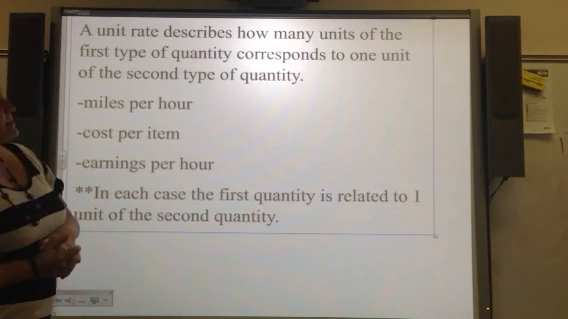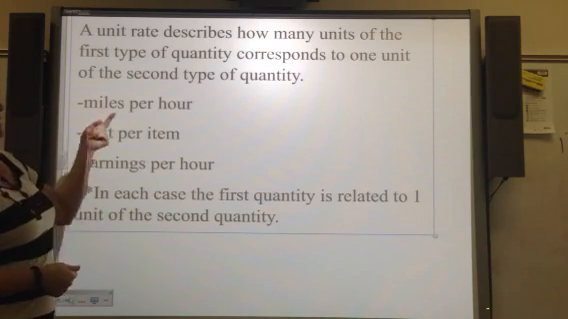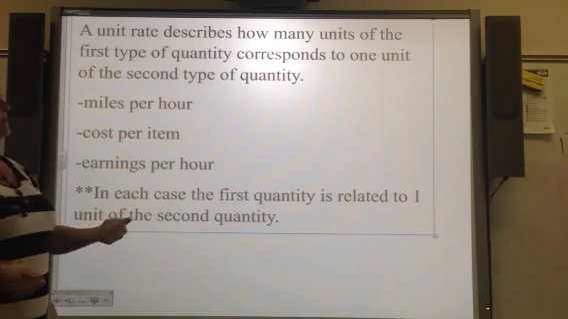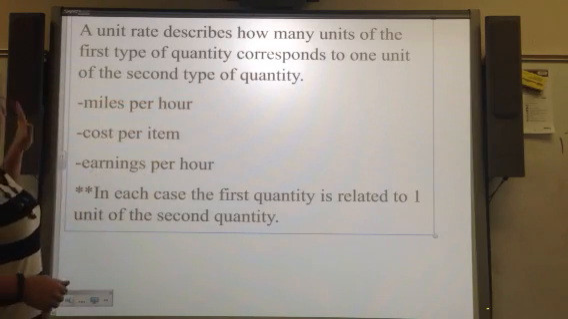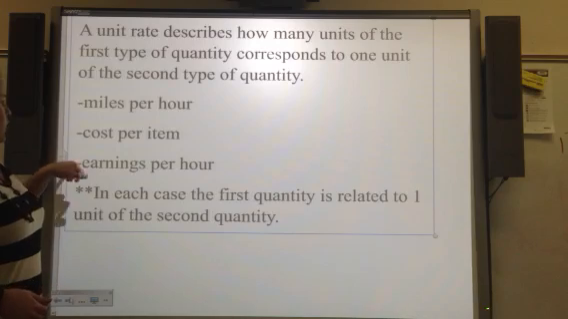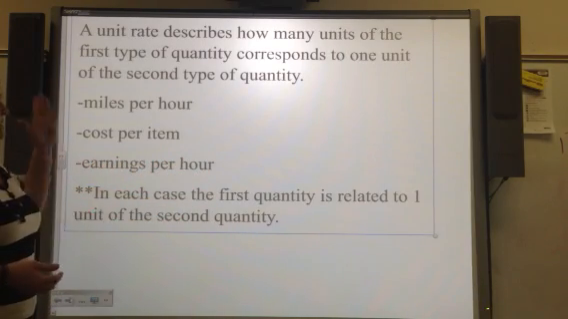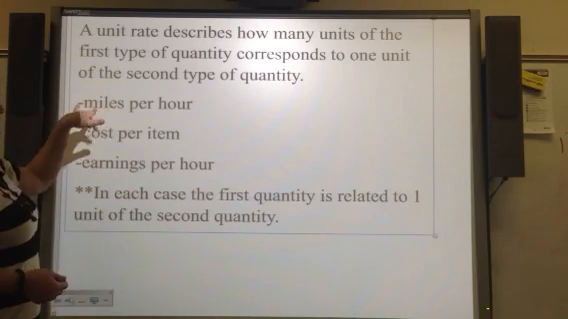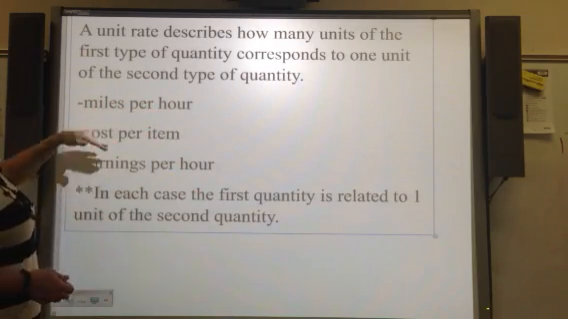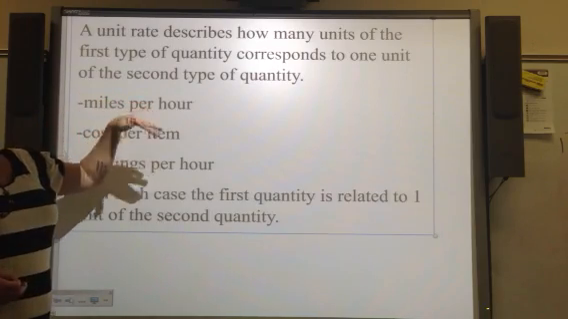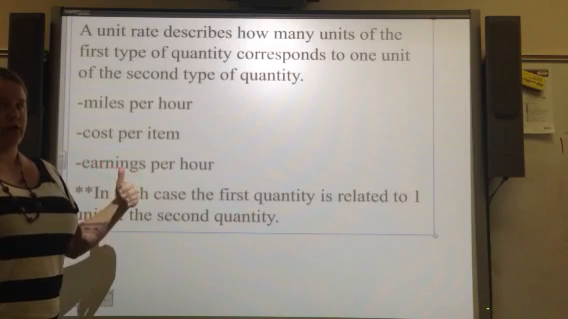A unit rate describes how many units of a first type of quantity corresponds to 1 unit of the second type of quantity. So again, get that definition written down. Some examples of that would be miles per hour, cost per item, earnings per hour. In each of these examples, the first quantity, so the miles per hour, relates to 1 unit of the second quantity. So if I say I drive 45 miles per hour, that means that I literally can drive 45 miles if given an hour of drive time.